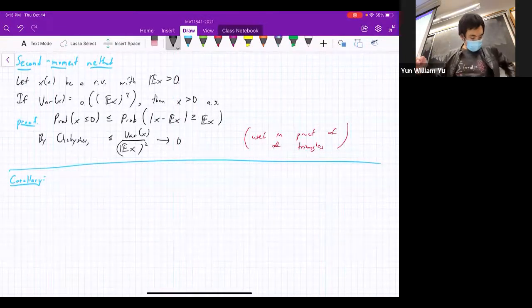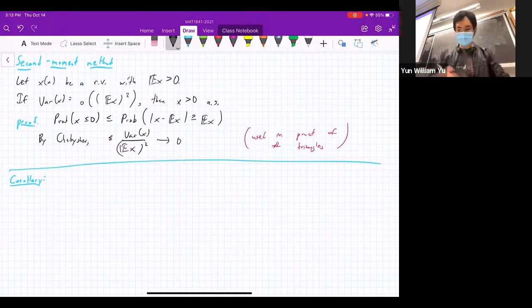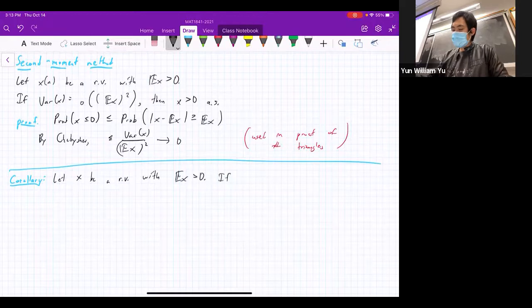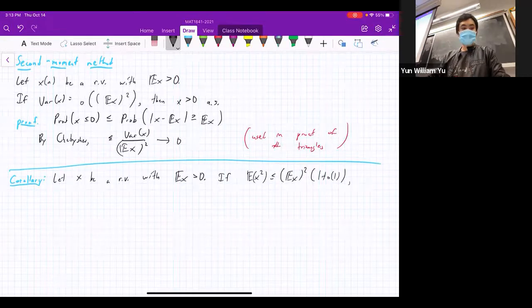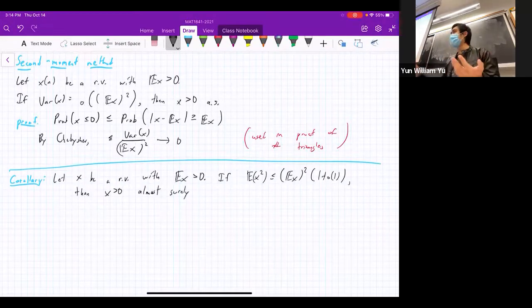And the corollary, sorry, my chart is not tall enough there. A corollary of that is that if we let X be a random variable with the same setup, with expectation greater than 0, and we know that the expectation of X squared is less than or equal to the expectation of X, squared, times 1 plus o(1), then X is greater than 0 almost surely as n approaches infinity. Of course, everything we're doing in this section is in the limit of large n.